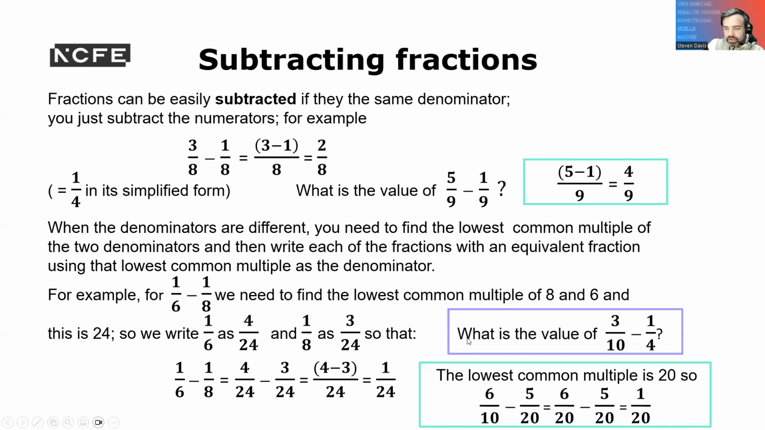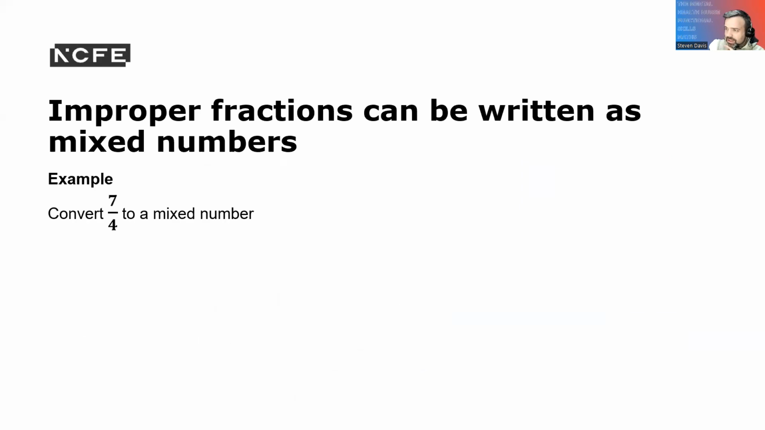What is the value of 3/10 minus a quarter? Again here the lowest common multiple is 20. So you can see there you've got 6/20 minus 5/20 equals 1/20.